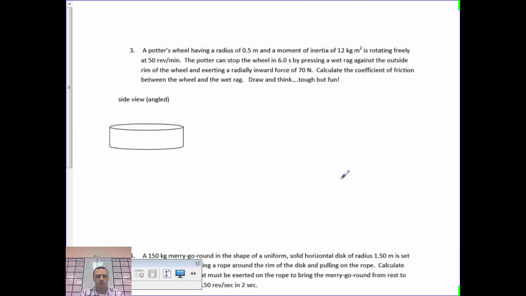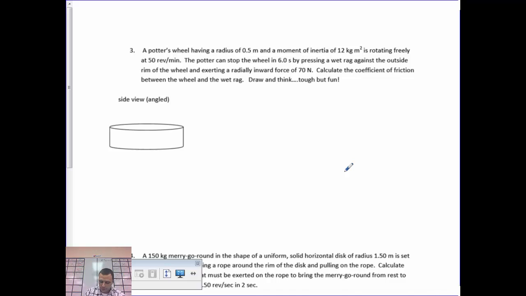That's a simple type of problem. Oh, here we go, the challenge one. A potter's wheel having a radius of 0.5 meters and a moment of inertia of 12 kilogram meters squared is rotating freely at 50 revolutions per minute. The potter can stop the wheel in 6 seconds by pressing a wet rag against the outside rim of the wheel and exerting a radial inward force of 70 newtons. Calculate the coefficient of friction between the wheel and the wet rag.